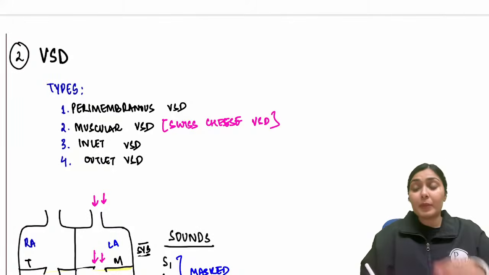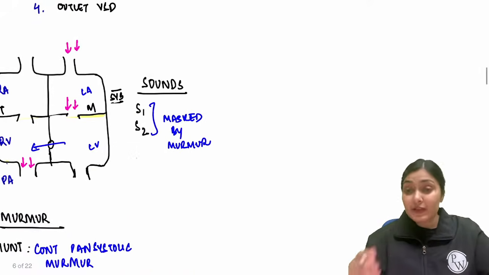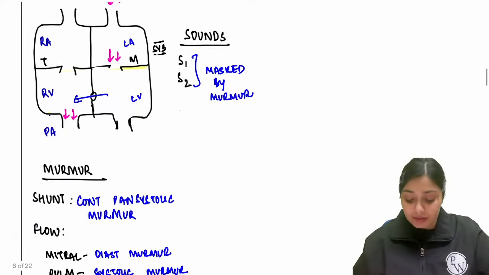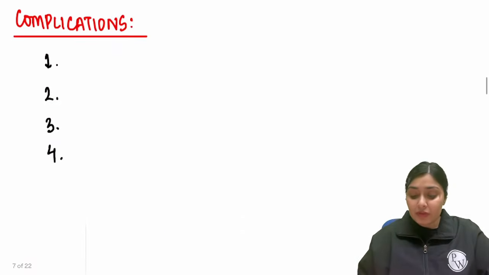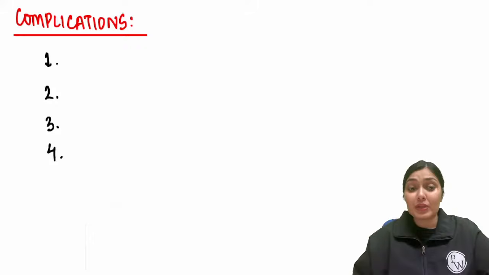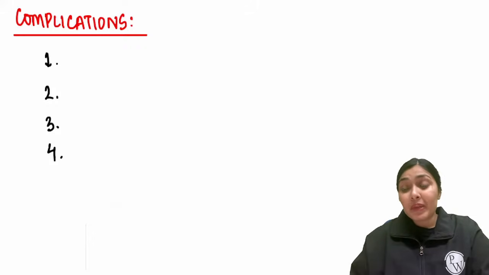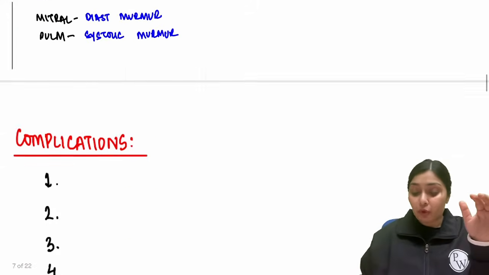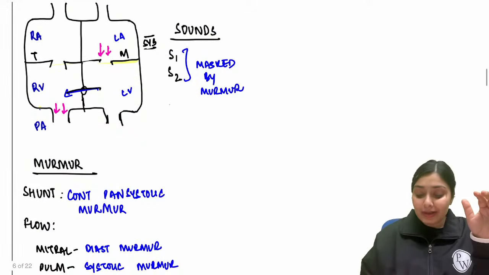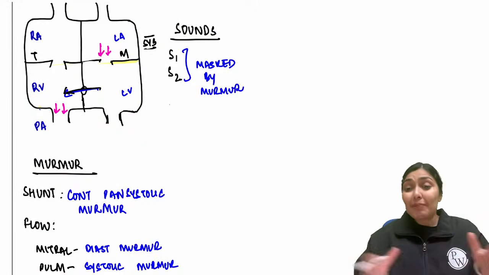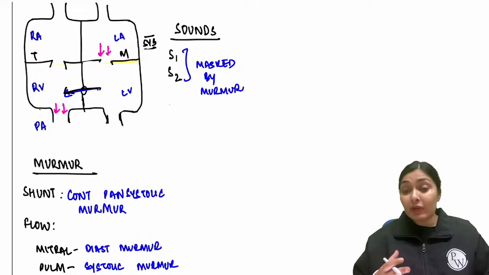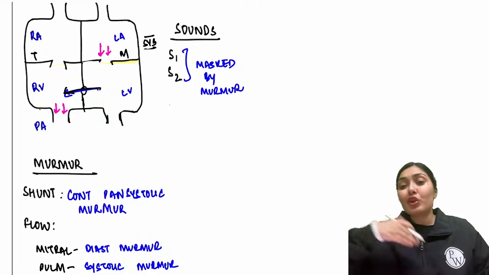It is just depending upon the position or location of this defect. Murmurs and sounds we have discussed. What is important are complications. What is happening over here? Blood is shunted from the left side to the right side. Now, if this continues to happen over time, what will happen? The right-sided pressures will increase and there will be reversal of the shunt.